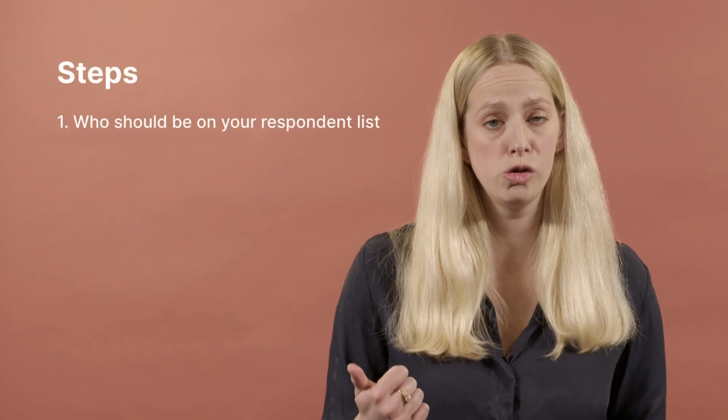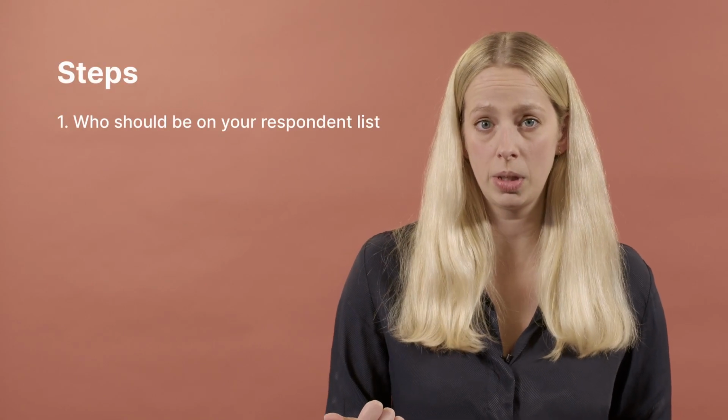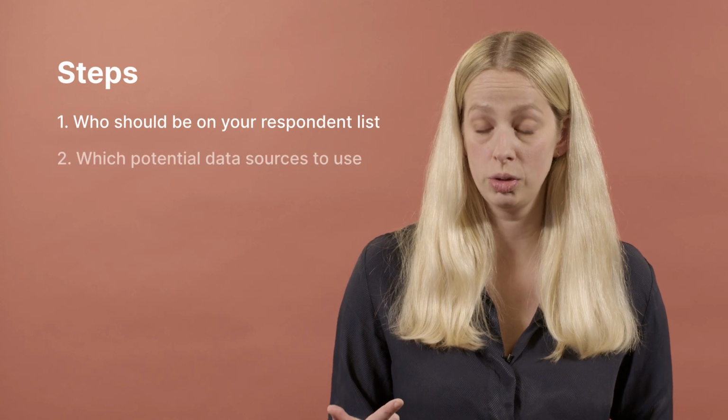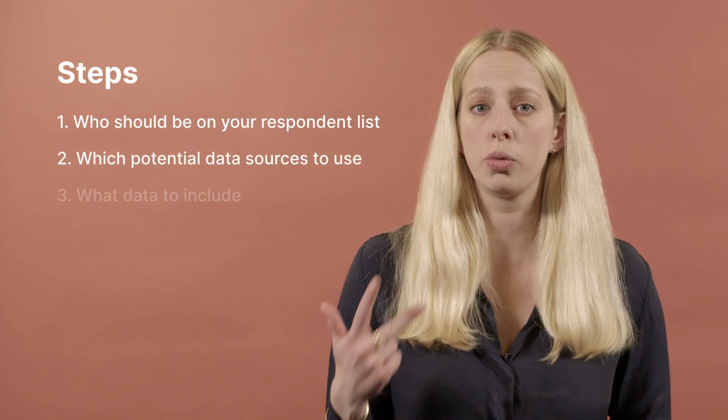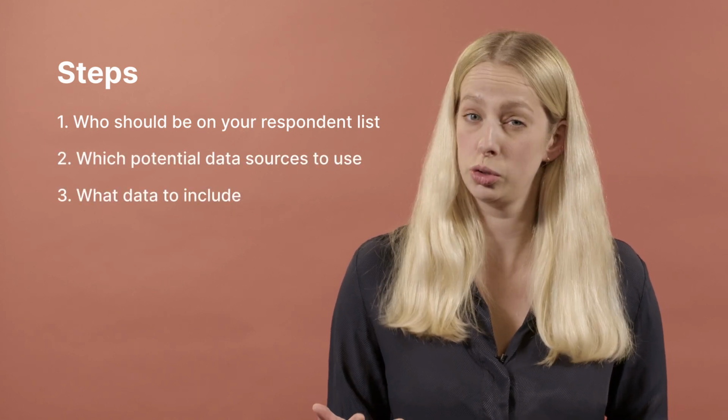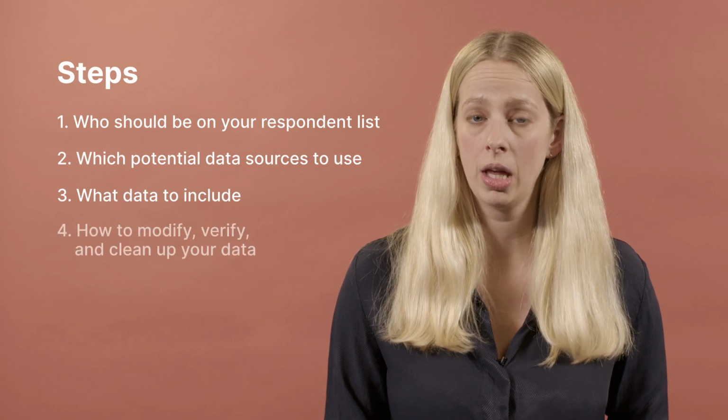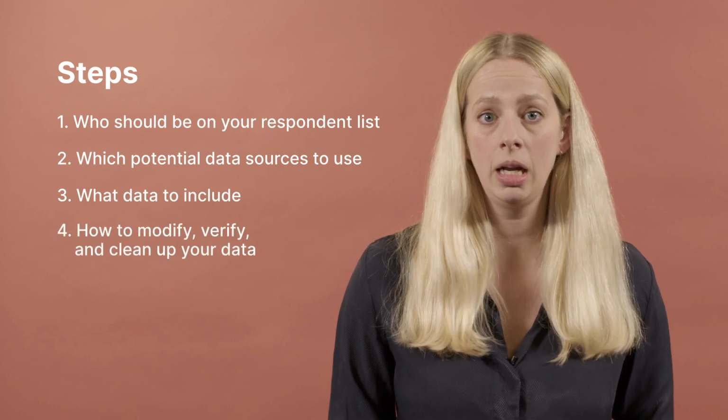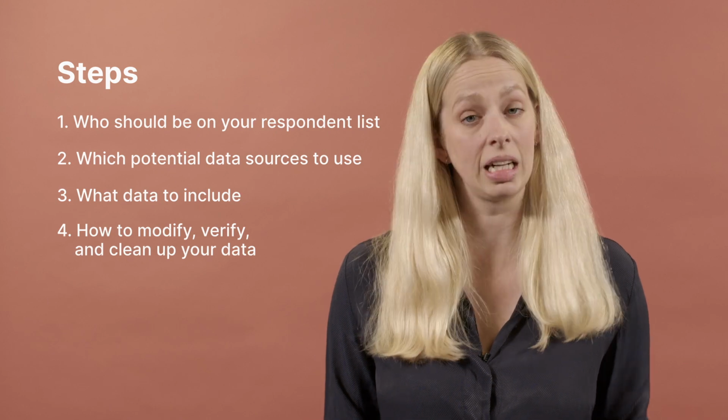A variable is a characteristic of the individual or organization that you're surveying. To help you sort out how to build your respondent list and what data to include, this video will guide you through the following steps. 1. Who should be included in your respondent list? 2. Data sources. 3. What data should you include? And 4th, how to modify, verify, and clean up your data.